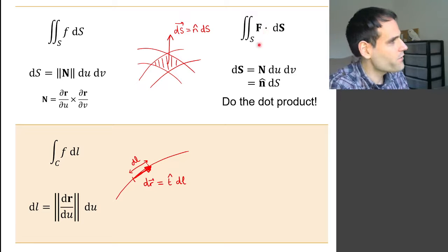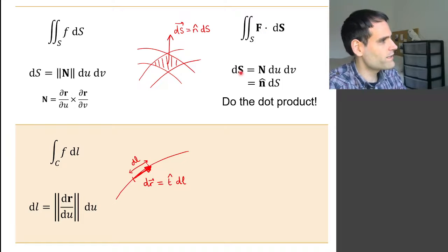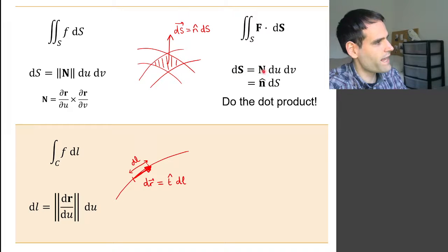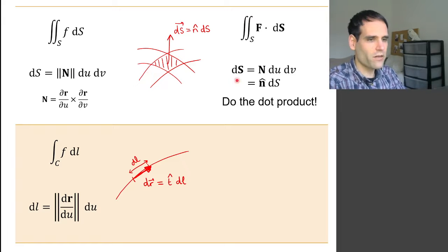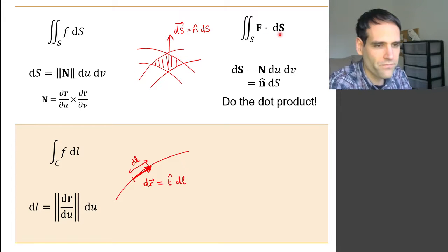Remember that the dS vector had the length the same as the scalar dS, but the direction is normal to the surface. So in fact the dS vector could be calculated as n du dv, similarly to the dS scalar, but without calculating the norm of the vector n. And you also had to remember to do the dot product.